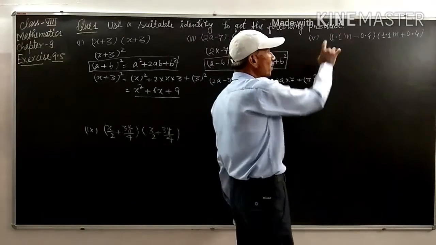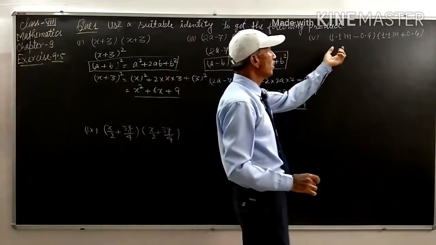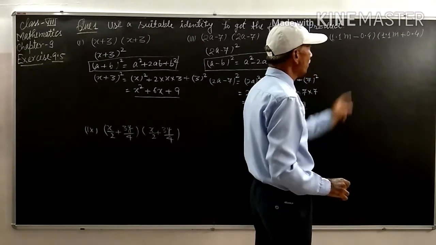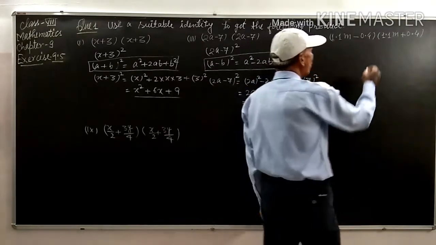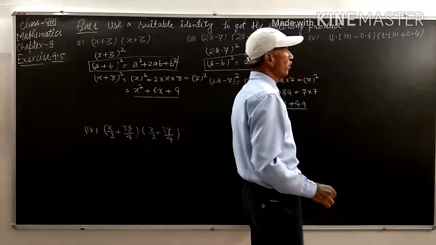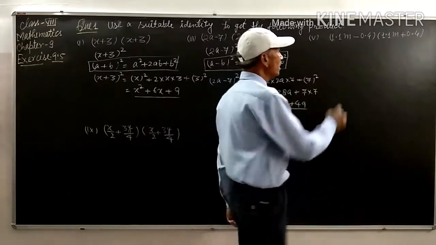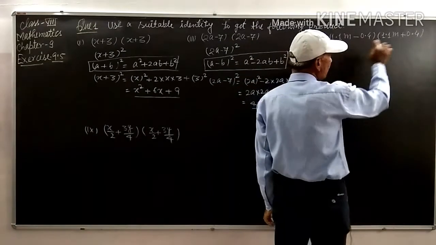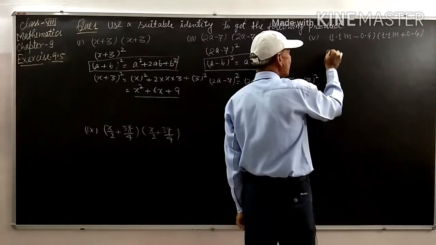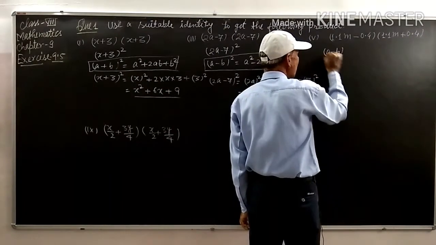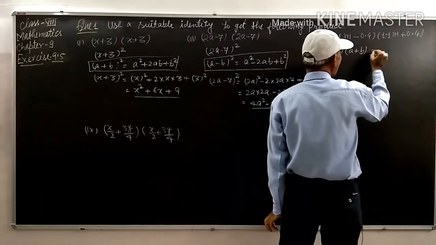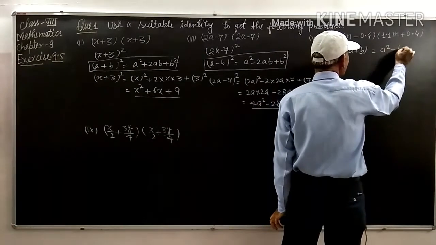And now the fifth part of the question is (1.1m minus 0.4) and (1.1m plus 0.4). Student, in this we have a minus b and a plus b. Clear students? So we have to use the identity (a minus b) into (a plus b), that is a square minus b square.